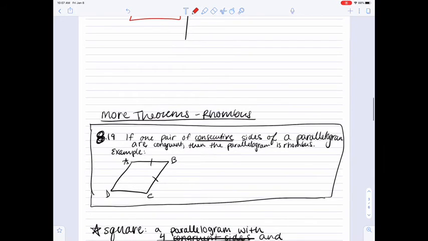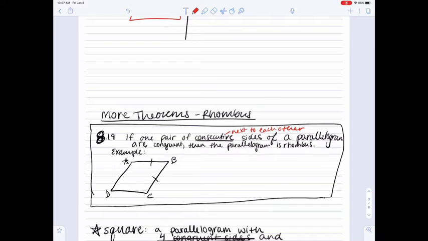All right, we have more theorems here, okay? So if a pair of consecutive sides of a parallelogram are congruent, then the parallelogram is a rhombus. So actually, all we need to know is that if two sides are congruent that are next to each other, because that's what consecutive means. I'm going to write a little note here. Then actually, they're all congruent and it's a rhombus.